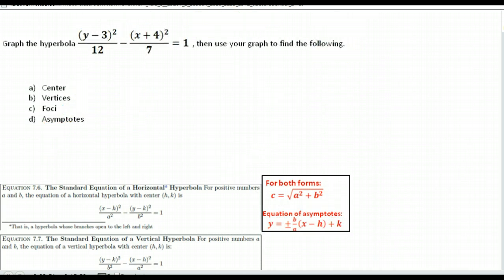All right, one last problem. This is going to have some roots that don't come out quite even because I know you'll probably have some of those on the assignment.